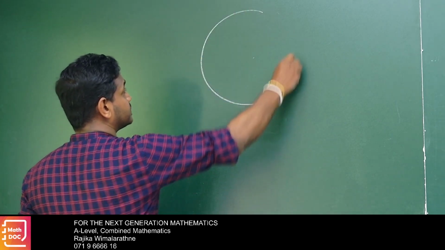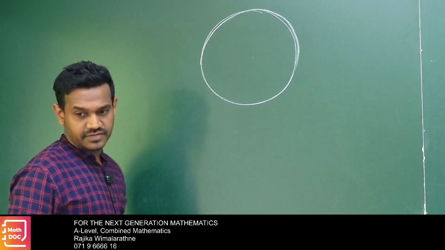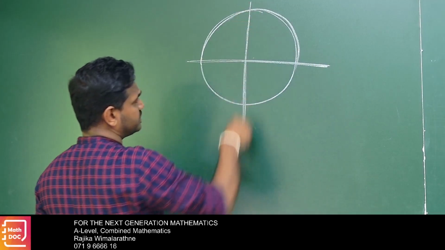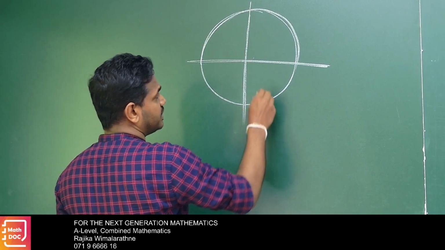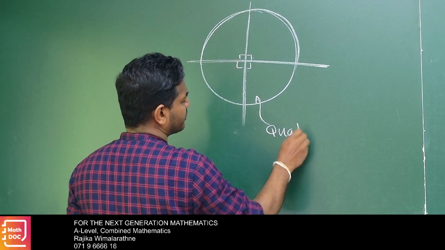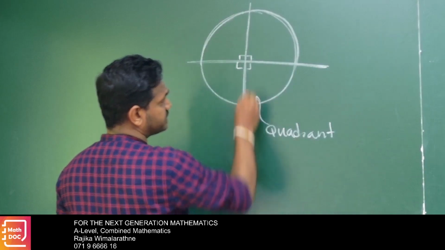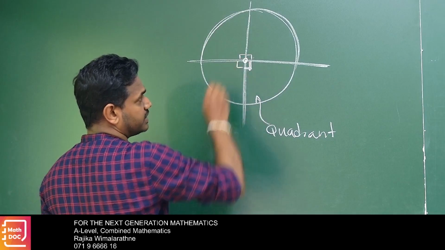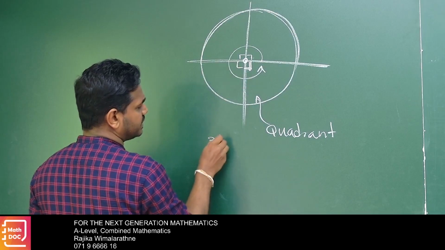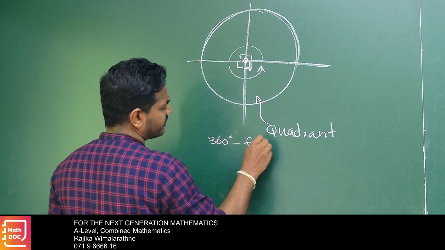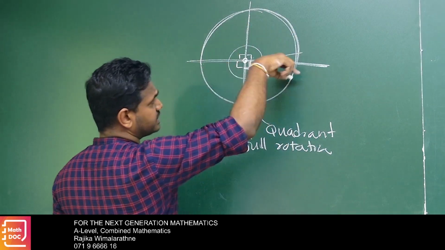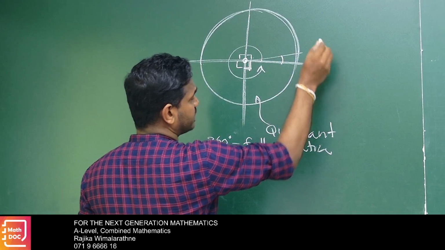You consider a full circle here. When you split that by a horizontal and a vertical line, these we call quadrants. A quadrant subtends an angle of 90 degrees at the center. Then the full rotation, full angle, we call 360 degrees. When we split it into 360, this small portion is called 1 degree.